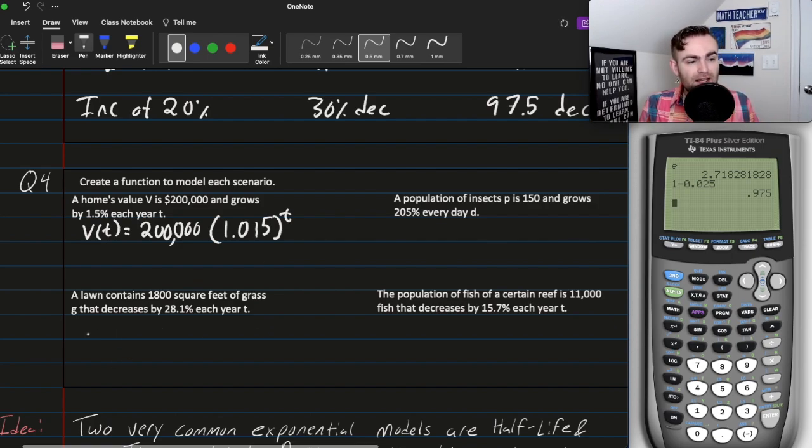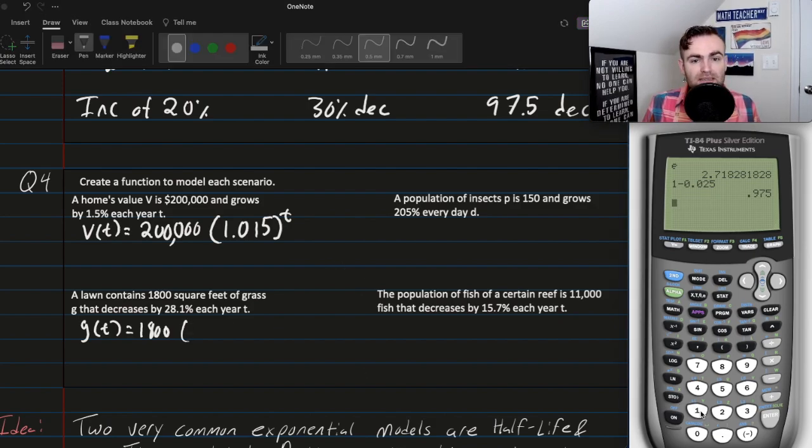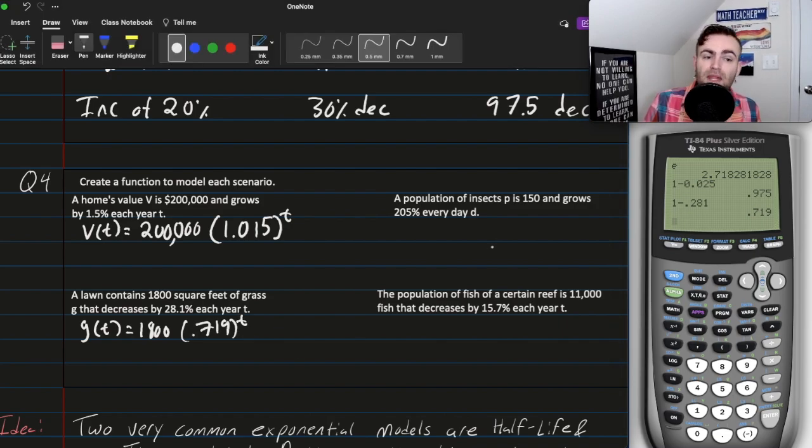Decrease, same kind of idea. So we have grass g of t is equal to 1800 times, that one I'm not quite sure of off the top of my head, so I'm going to do 1 take away 0.281, and I get 0.719 to the power of t. I want you to try these out, pause the video and try these out, but I'm going to start now.